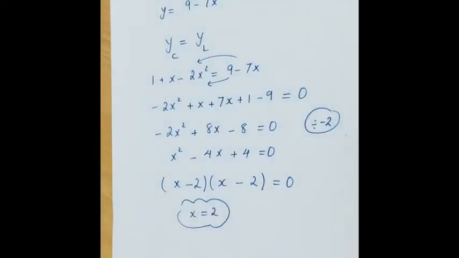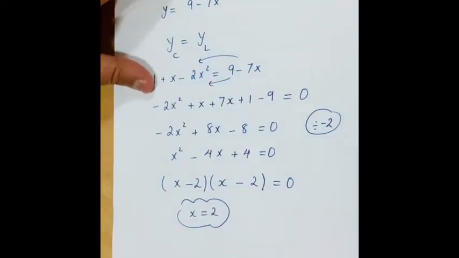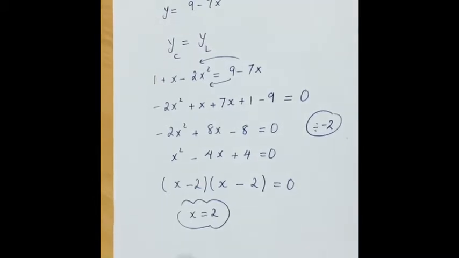Now it's required to find the point. Point means x and y coordinates. So you have to replace x in any one of the equations. I'll use the straight line. So 9 minus 7 by 2, which is 9 minus 14, and y is equal to negative 5.